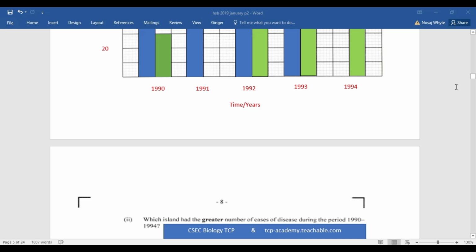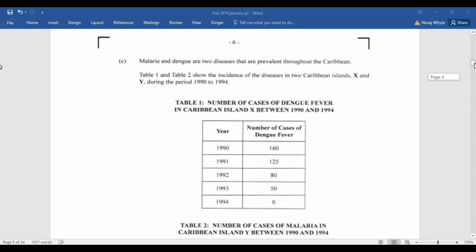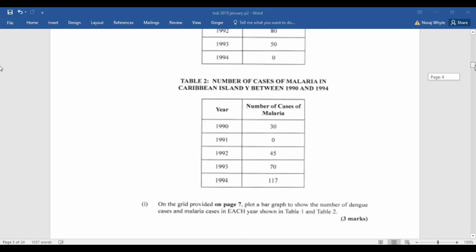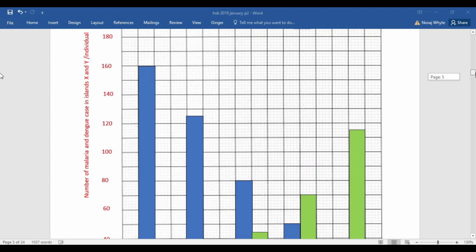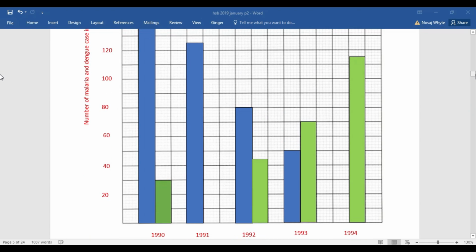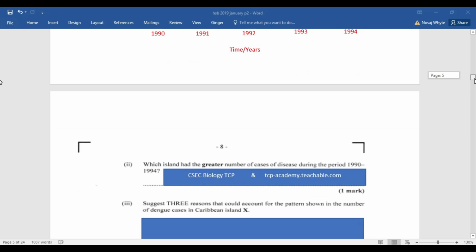So we are using the blue to represent country X, and we're using the green to represent country Y. So that is what it looks like. The bars are not really touching. These variables are different, so you observe the space between them. It is not a histogram, it's a bar chart. The variables there are independent. There is no continuity.